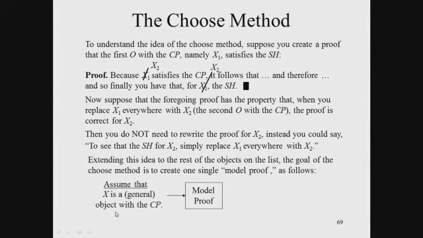Well, wouldn't it be nice if I could reuse that same proof, not just for x1, not just for x2, but in fact for any of those objects with a certain property on the list? Then I would only have to do this one proof. And that's the idea of the choose method. The idea of the choose method is to create a single, let me call it a model proof. And here's how the model proof is going to have to work. You can assume that x is a, let me call it a general object with a certain property. And in this proof, what do you have to show about that object? Something happens. The something happens, exactly.